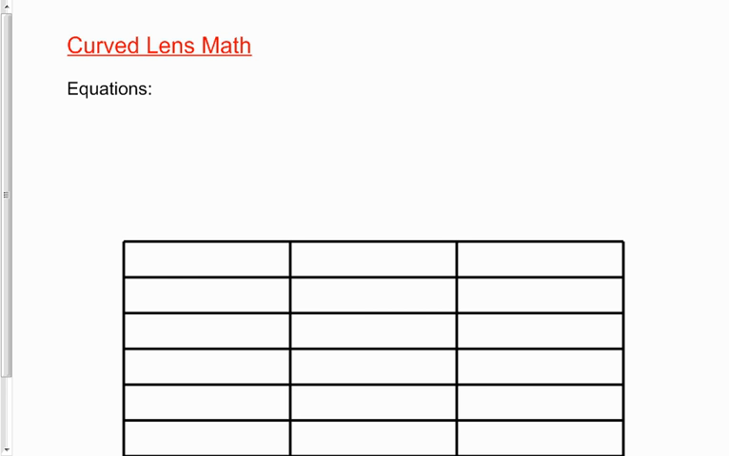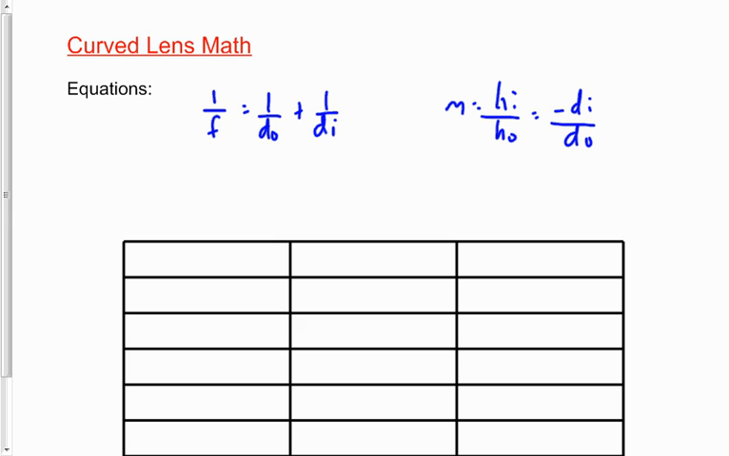The equations that we use to describe curved lenses: 1 over f is equal to 1 over do plus 1 over di. M is equal to hi over ho equals negative di over do. Not only is the slide exactly the same, the equations that I write down today are exactly the same. Except now we're going to call it the lens equation and the magnification equation. f is the focal length, do is the object distance, di is the image distance, and so on. Exactly the same as it was with mirrors.